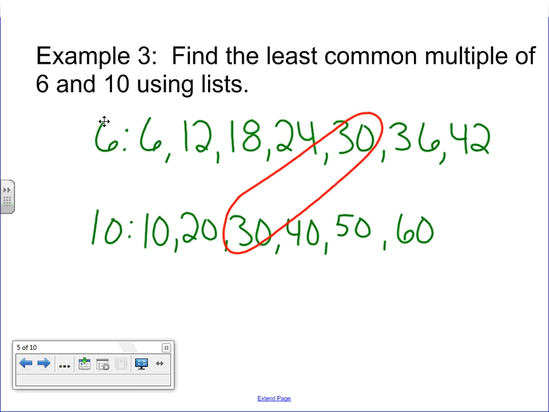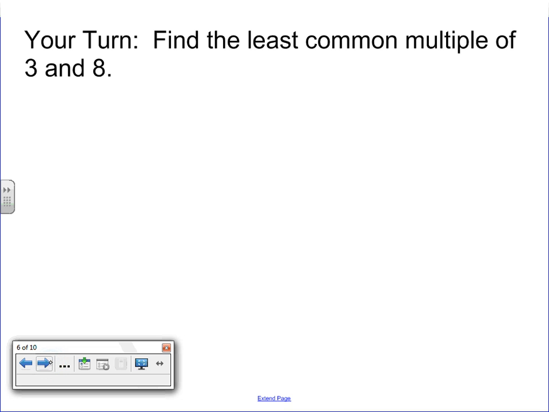Okay? All right. You give it a shot. Find the least common multiple of 3 and 8. Make your lists. Find your least common multiple. Don't forget, push pause, do your work, hit play, and we'll see what you get for an answer.